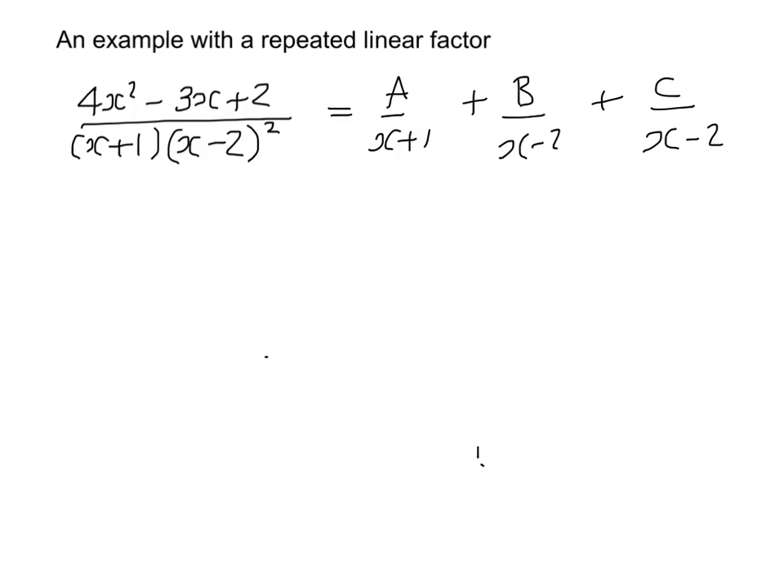But hopefully you can see there's a problem with that, because if we just had two different numbers, B and C, that were over x minus 2, we could combine them into one, and that would mean that we hadn't really accounted for the fact that it was x minus 2 squared.